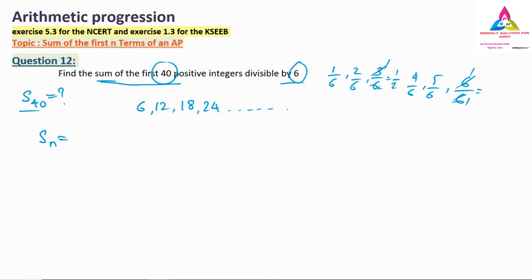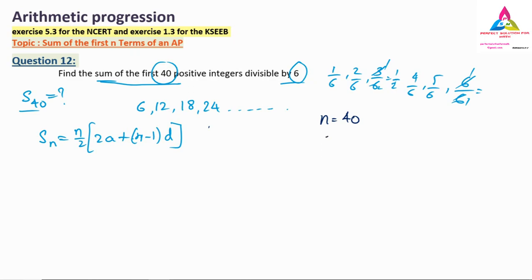Sn is equal to, here we don't know the last term, so what will you do? Sn is equal to n by 2 into 2a plus n minus 1 into d, the formula. So what we have over here, we will write it down. The n value we need. What is the n value? The n value they have already given. They have told you to find the first 40 positive integers divisible by 6, which means n is equal to 40.